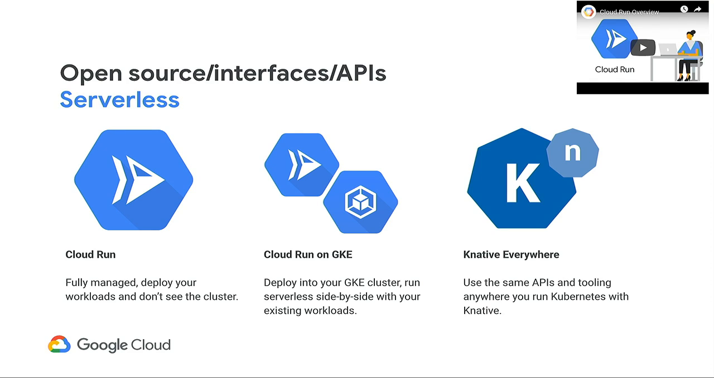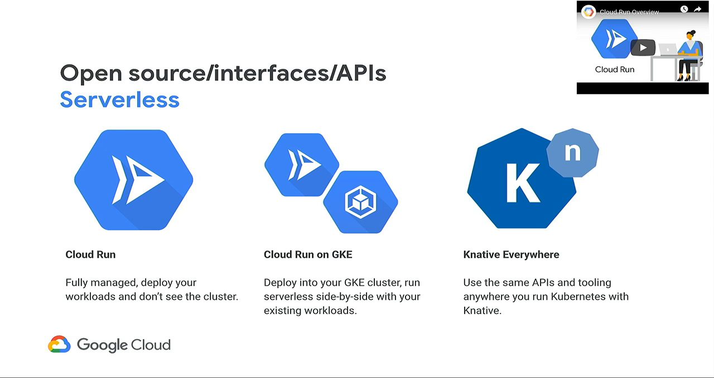Because if you look at it, first there's Cloud Run. It's fully managed. You deploy your workloads. You don't see the cluster. It's a fully managed service for you. But then I have a GKE cluster. So then you go and use Cloud Run on GKE. And what that lets you do is run the serverless side by side with your containers or your existing workloads, and it runs seamlessly.